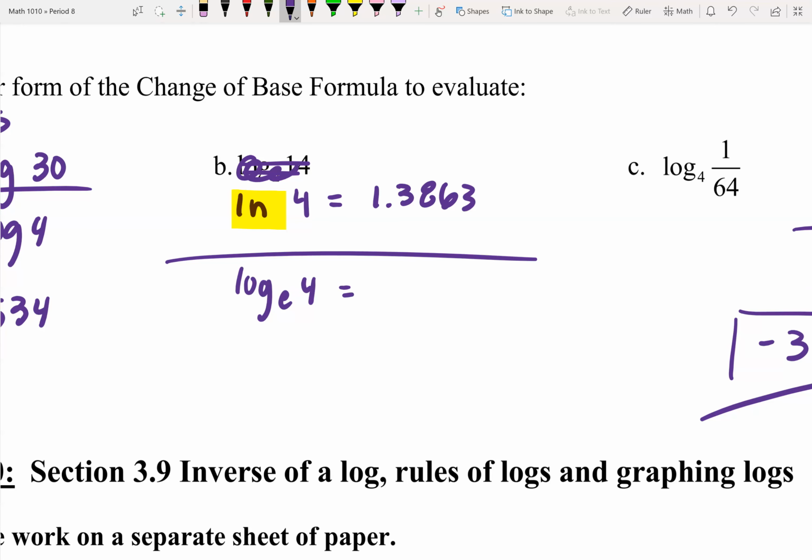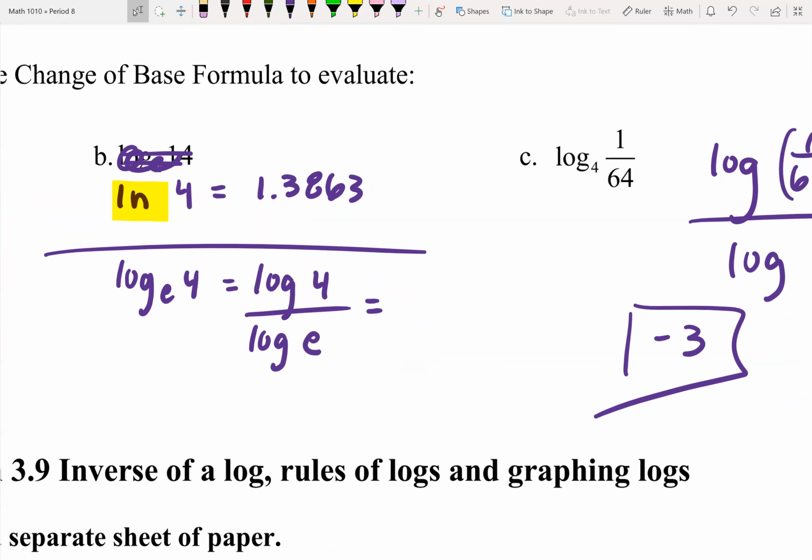If I wanted to do that on my calculator, I would go log of 4 divided by the log of e. Who says I understand that? Okay, here's the big question I want you to ask. Don't do it yet. When I put that in my calculator, what am I going to get? The same thing that you got up above. Why am I going to get the same thing? Because it's the same thing. ln 4 and log base e of 4 are the same.